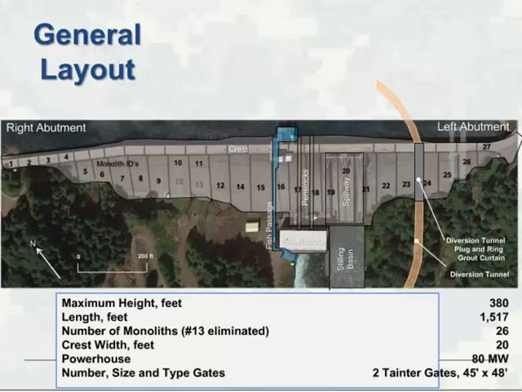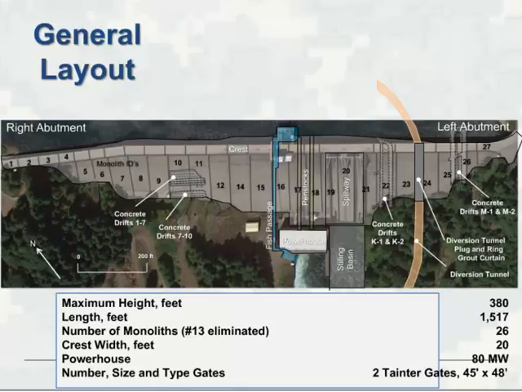Okay, so Green Peter Dam is a concrete gravity dam, 380 feet high, about 1,500 feet long. It's got 26 monoliths from left to right and a crest width of 20 feet. Generates about 80 megawatts from a powerhouse located in the central part of the layout, and it's got two main tainter gates for its spillway. Looking at the next slide here.